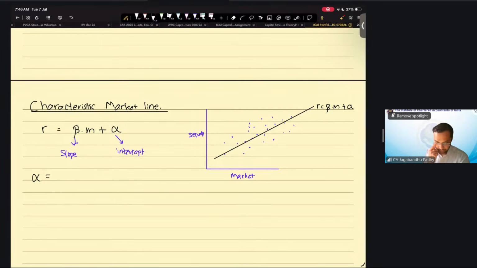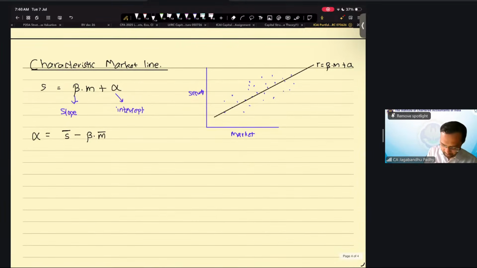The alpha formula over here is the average return of the security minus beta into the average return of the market. Okay, so this is your alpha.